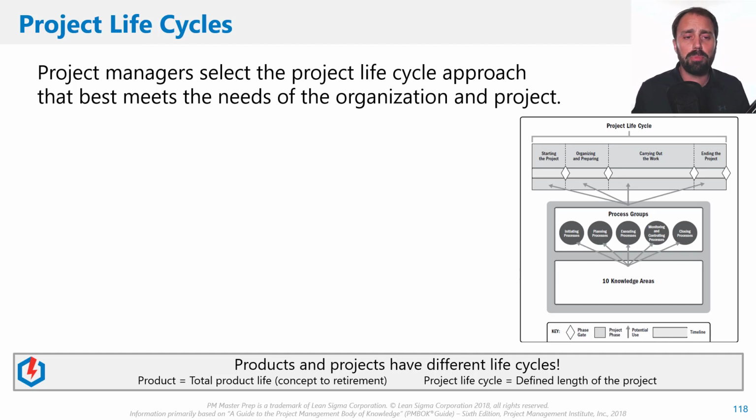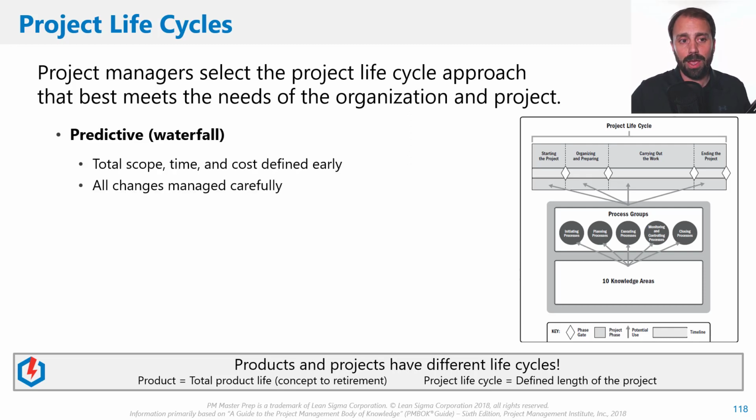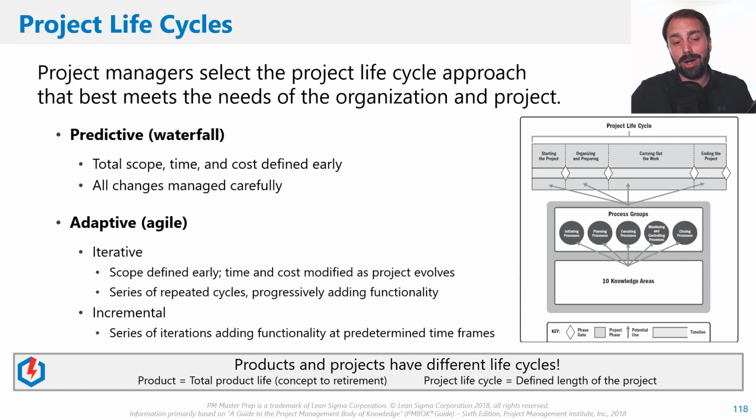Now I want to talk about the project life cycle. Okay, so you need to understand what the project life cycle is. If we look at the diagram on the right side of the page, that defines the project life cycle, and this is drawn from the PMBOK. So the project manager must select the right project life cycle approach that best meets the needs of the organization. Okay, and so there's two different life cycles that we want to talk about. There's predictive and there's agile or adaptive.